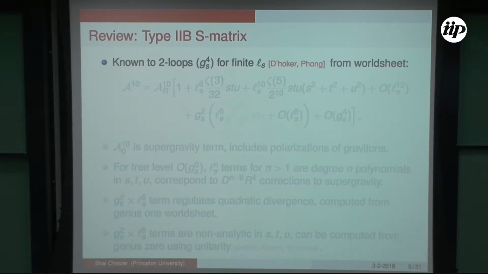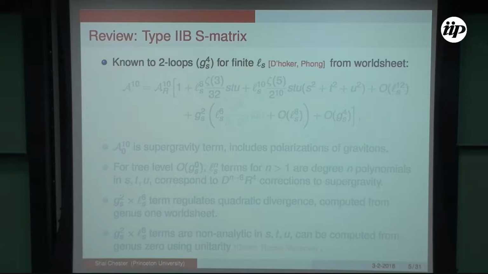Yes? So only at low orders. Yeah, that's a good question. I'm going to discuss this later, so let's just table that until later. But in general, no, because there's only one expansion parameter. But at low orders, coincidentally, yes.